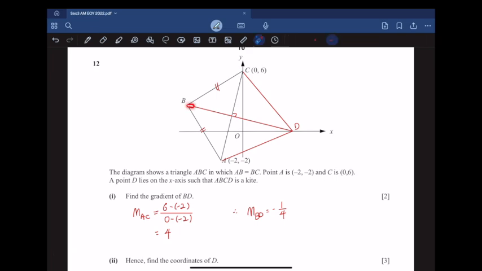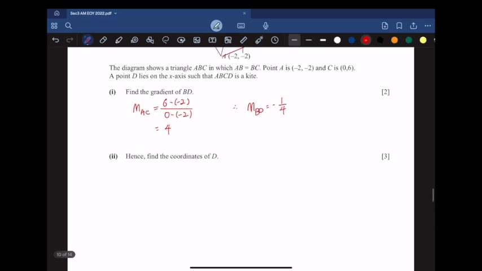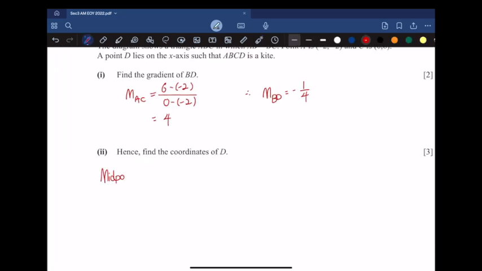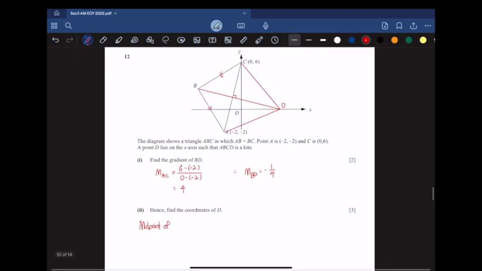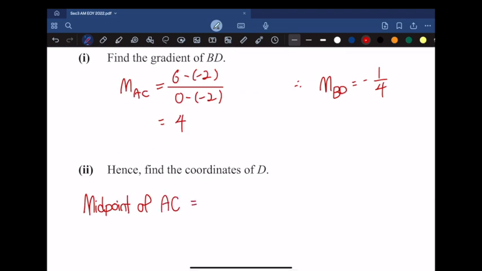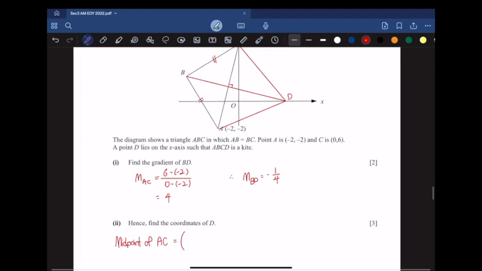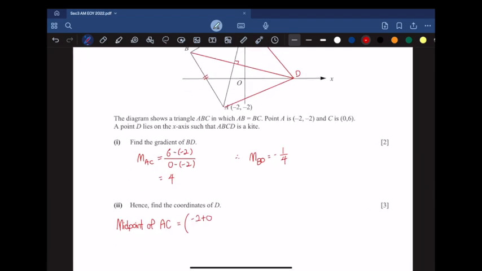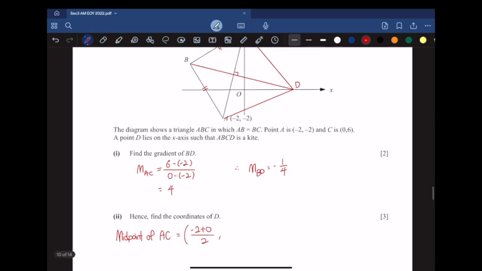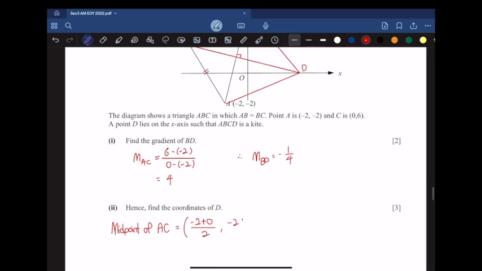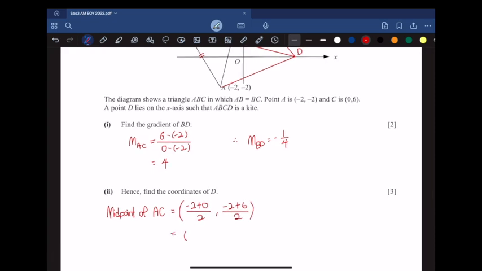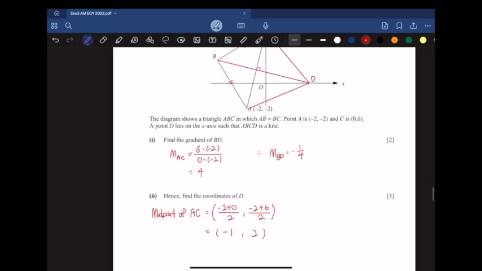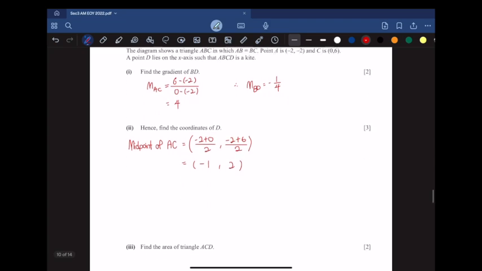So over here, along BD, the only point I can find is the midpoint of AC, which lies on the line BD. So the midpoint of AC is equal to negative 2 plus 0 over 2, comma, negative 2 plus 6 over 2. Then from here I'll get negative 1, comma 2. So the midpoint of AC is this point here. I can now find the equation of line BD.